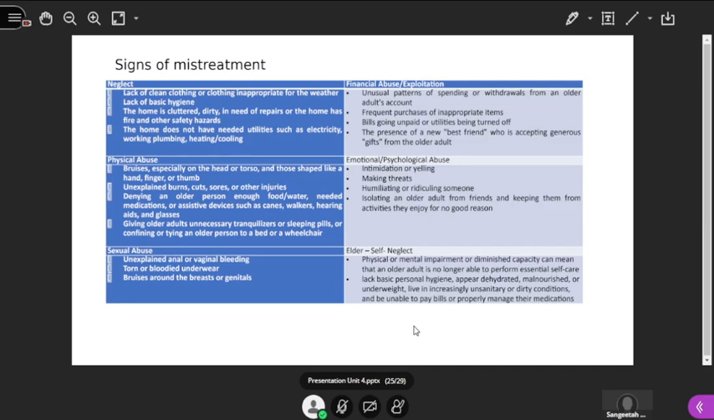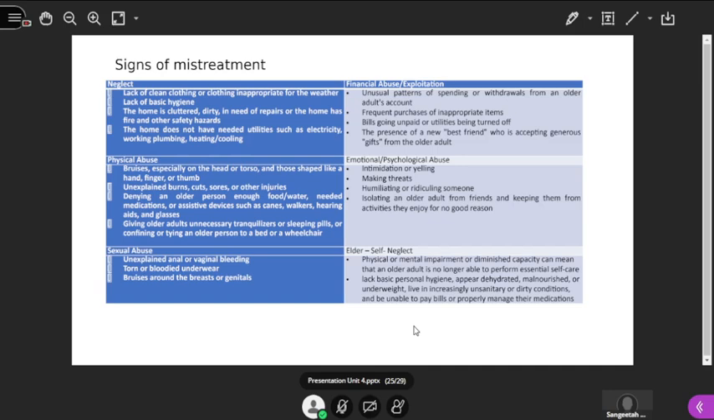Remember, the types of abuse are neglect, physical, sexual, financial, emotional, and self-neglect, right? But the signs of abuse and mistreatment are like bruises, lack of clean clothing, or intimidation. These are the signs, what we see. Remember these two things. Signs of physical abuse: unexplained burns, cuts, sores, or other injuries; denying an older person enough food, water, needed medication, or assistive devices such as canes, walkers, hearing aids, and glasses; giving older adults unnecessary tranquilizers or sleeping pills; or confining or tying an older person to a bed or a wheelchair, as Adina said.